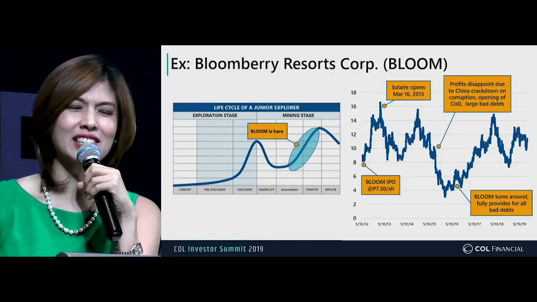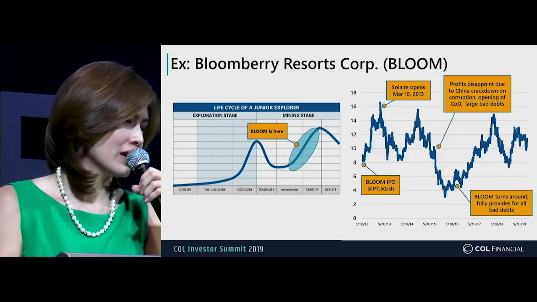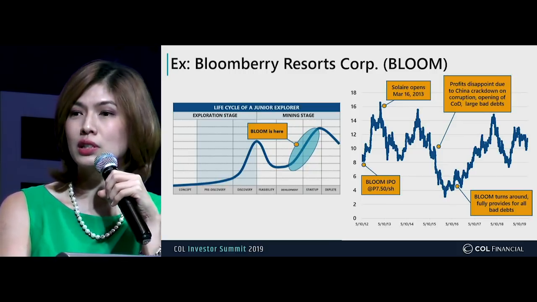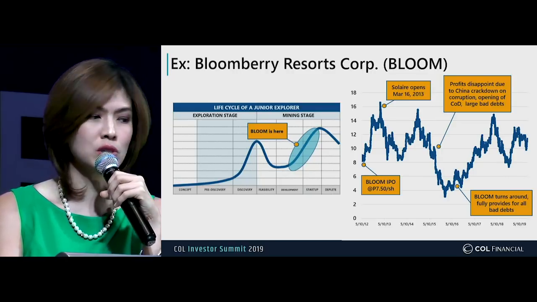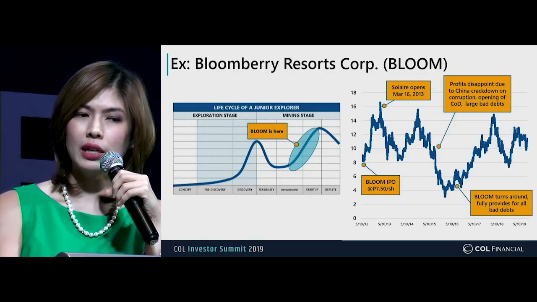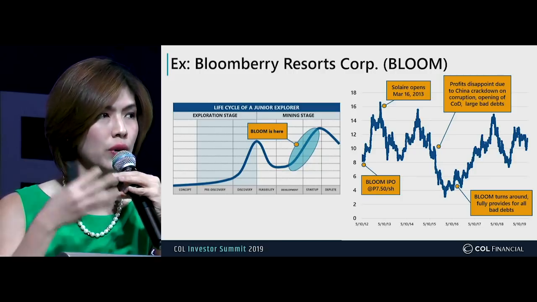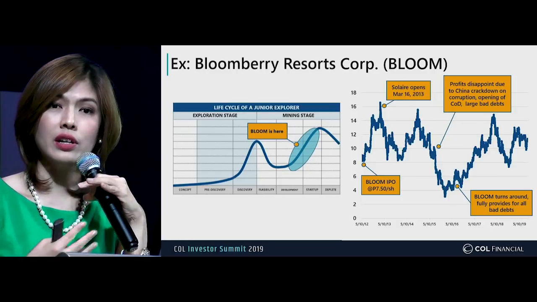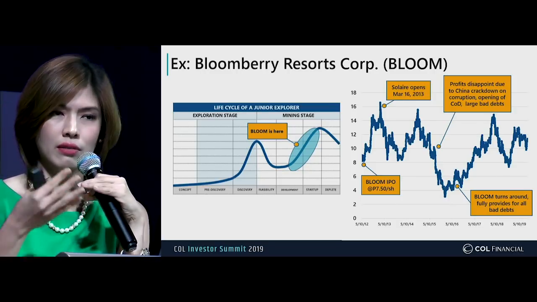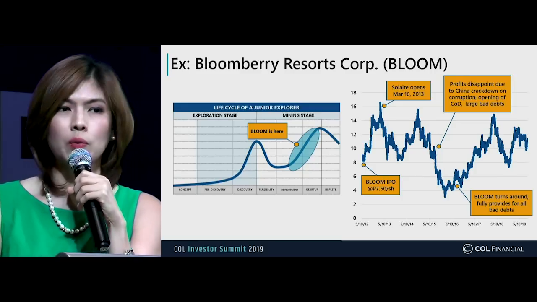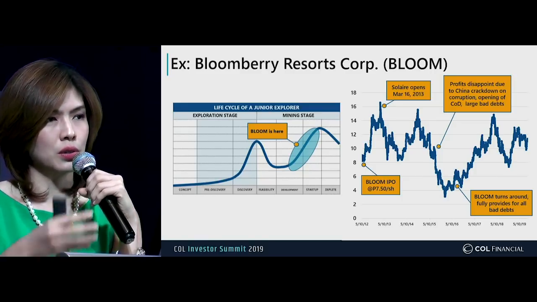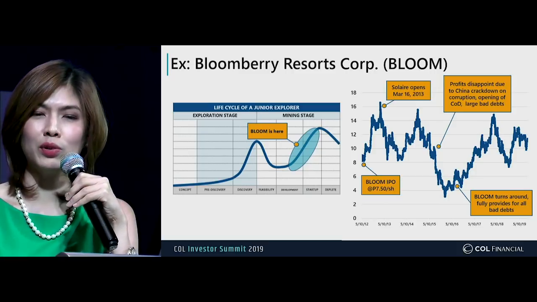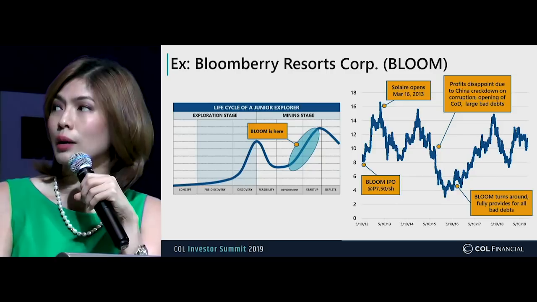Pag tinitingnan natin sa chart na yan, parang wala lang, no? Pero can you imagine from a high of 16 pesos, this stock went to 3 pesos. So that's an 80% drawdown for investors, which is a lot. Okay? But then again, finally, after they were able to work through these growing pains, earnings actually started to recover and share prices once again went up. Okay? So yan, advanced stage na si Bloomberry. So it's now in the sustainable growth phase because the earnings are finally coming in.